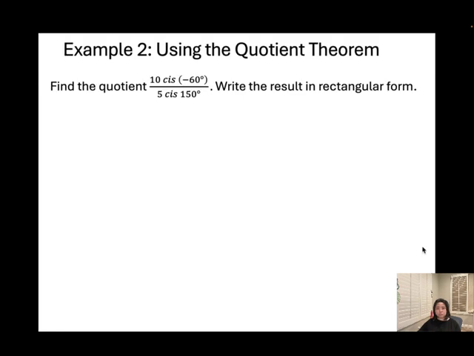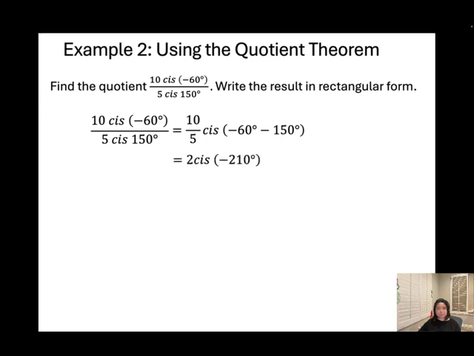Find the quotient. I wrote it in the notation already, and then find your result in rectangular form. So 10 divided by 5, and then negative 60 minus 150 degrees. Simplify it. You should get 2 cis negative 210 degrees. And then I write it back as 2 times (cosine negative 210 plus i sine negative 210), because I want to convert it to rectangular form.